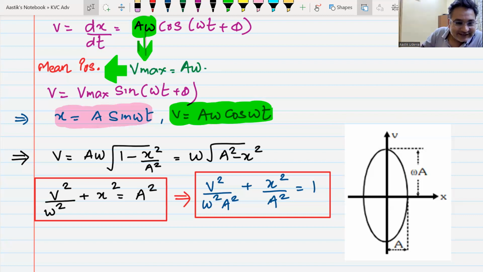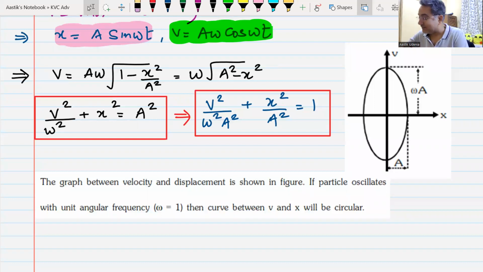Circle, sir. Can this relation between v and x become a circle? Under what condition can it become a circle? Can it become a circle in any case? Omega equals to 1. Yes, that is correct. If omega is 1, then it becomes a circle. Well done.